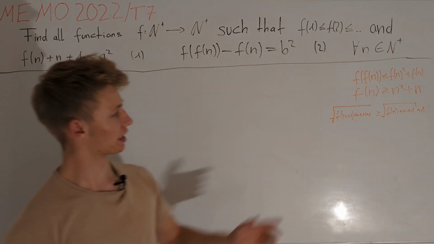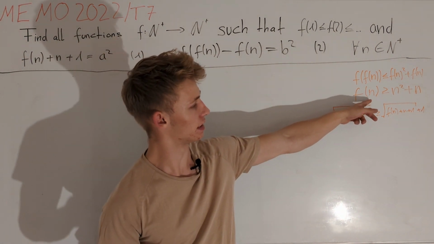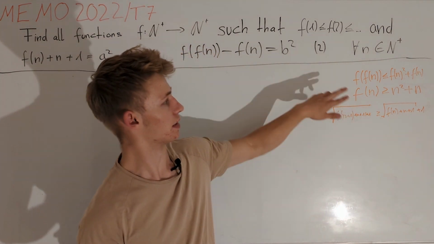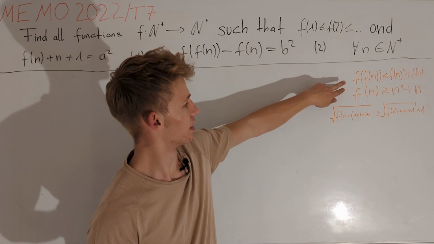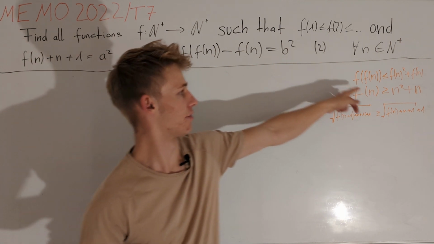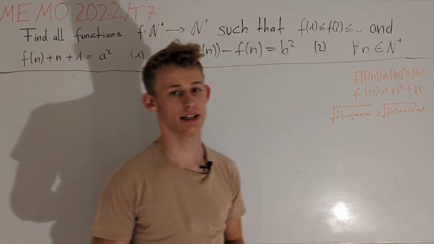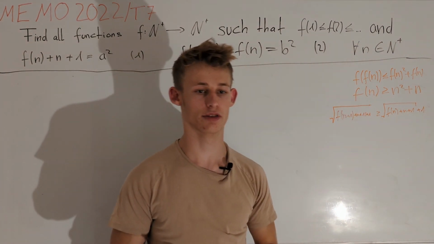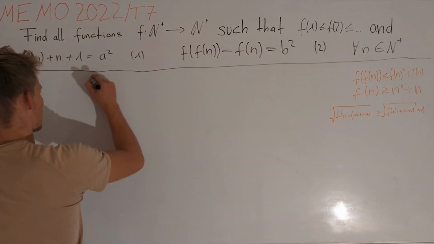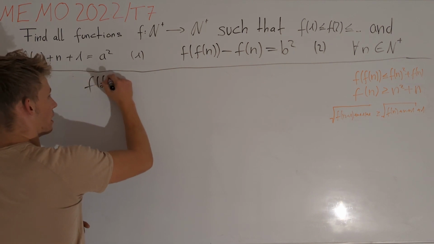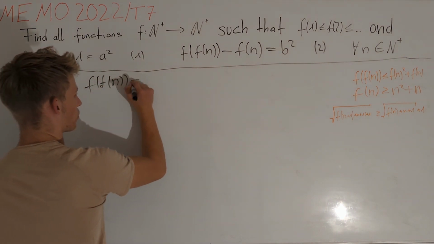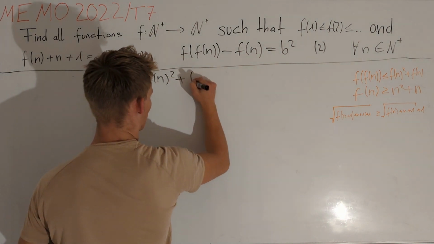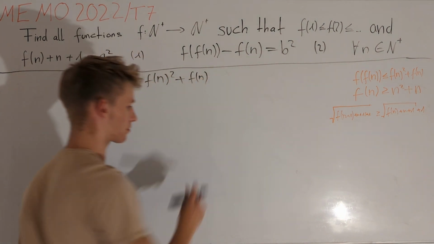And now if we plug in n equals f(n) into the second inequality, we get that equality must hold, because the first one says that the left hand side is less than or equal to the right hand side, and the second one says that the left hand side is greater than or equal to the right hand side. So we get that f(n) is equal to f(n) squared plus f(n).